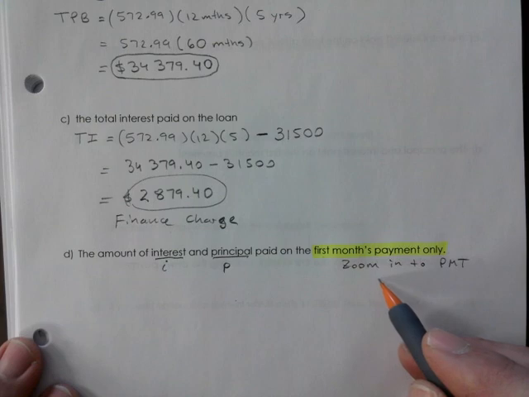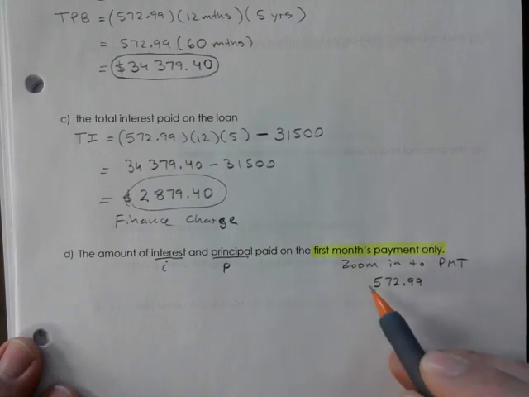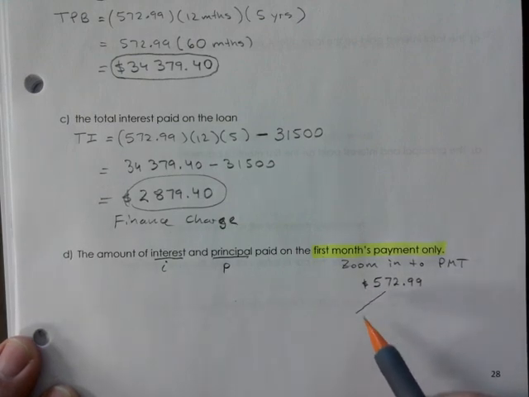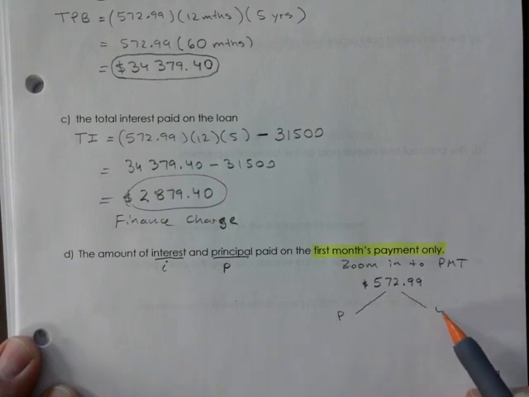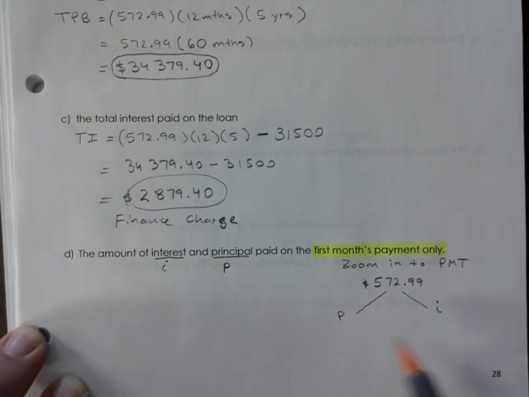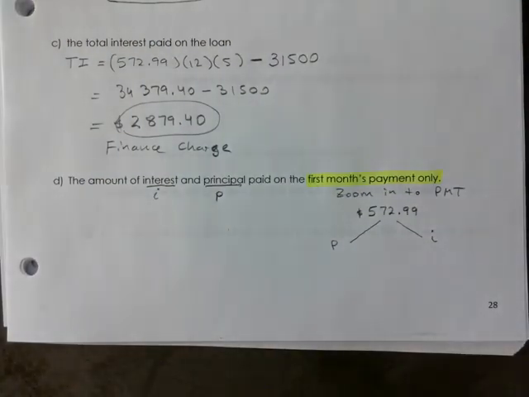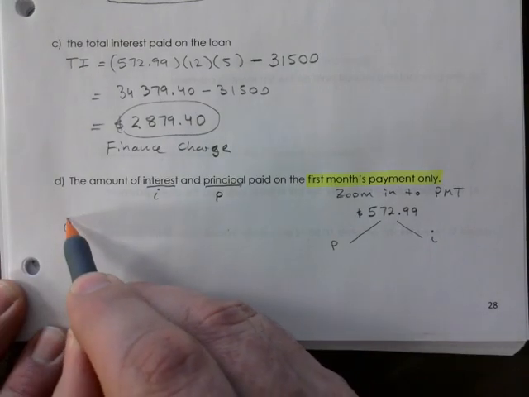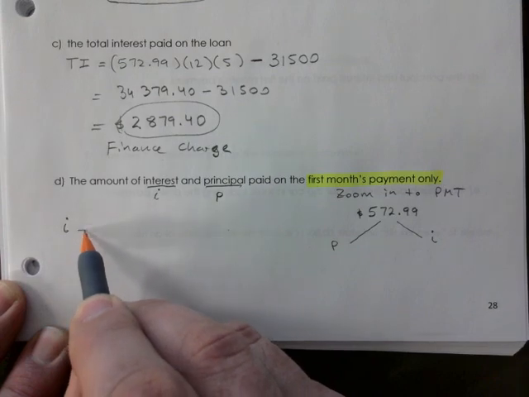Let's put the payment amount here, 572.99. That payment breaks down into what we call principal and the interest. We're going to fill this in later. Sometimes I have like a bar. Okay. So to find the interest, always start with this. Start with finding the interest.